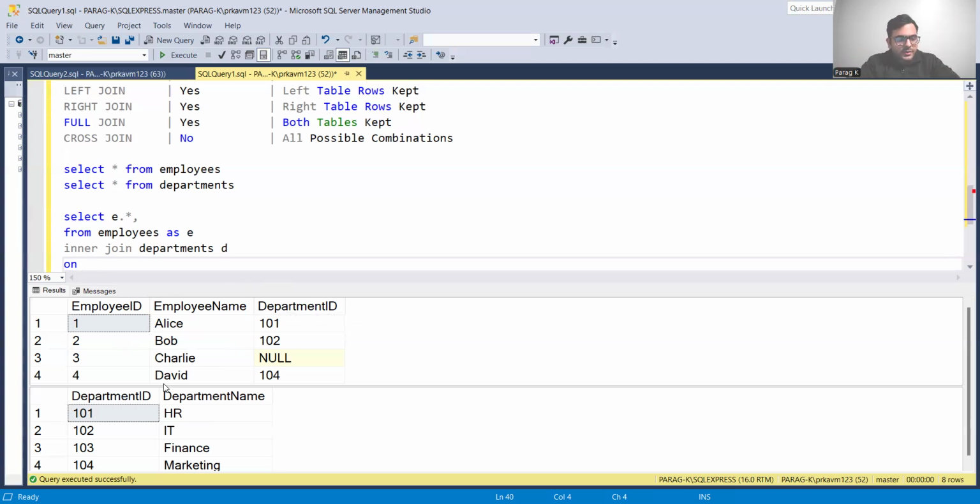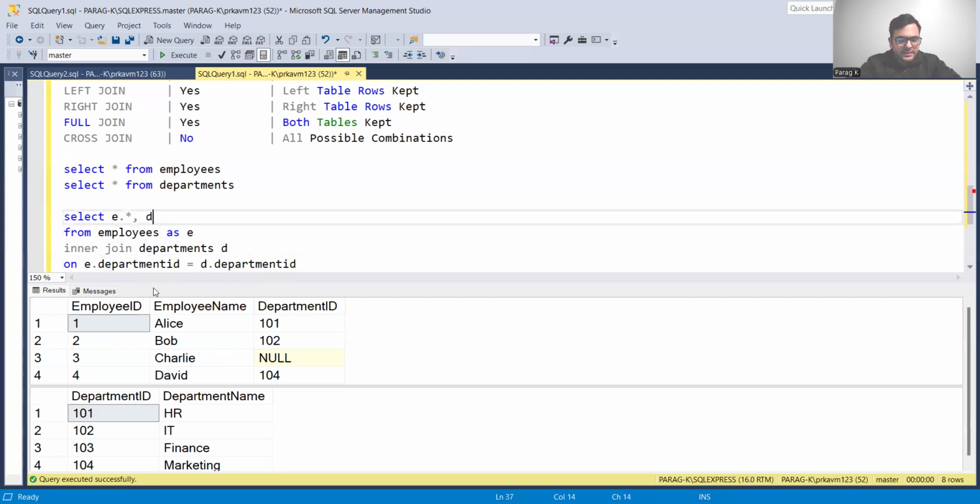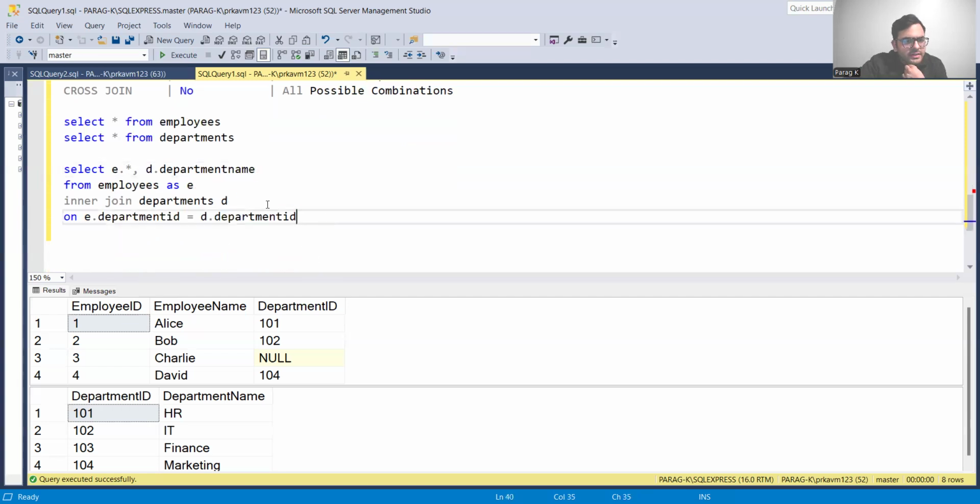So let me just go ahead and join it on e.department_ID and d.department_ID. And I need everything from E, but for D, I only need the department name. Okay, so let's see how this looks, or whether there are any errors I have made here.